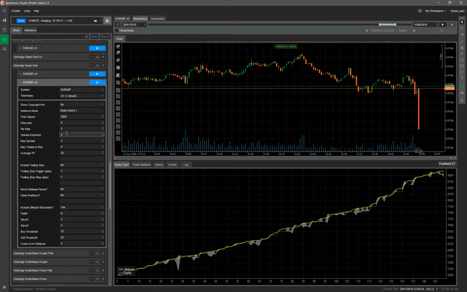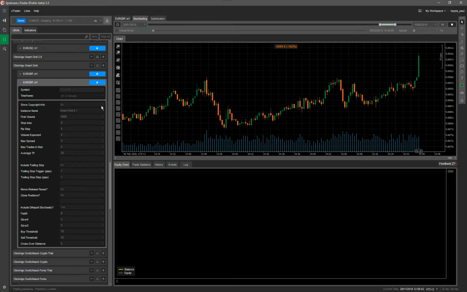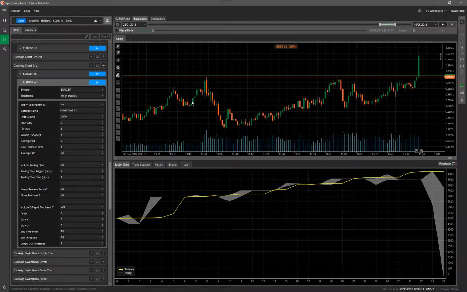Okay, what I'm going to do is change this to 4 and just run this backtest, to show you the difference. I've not run this test yet. See, it's binned out straight away. So you don't really want to be doing that. You want to set the volume exponent to something reasonable. I think we had it as 3.